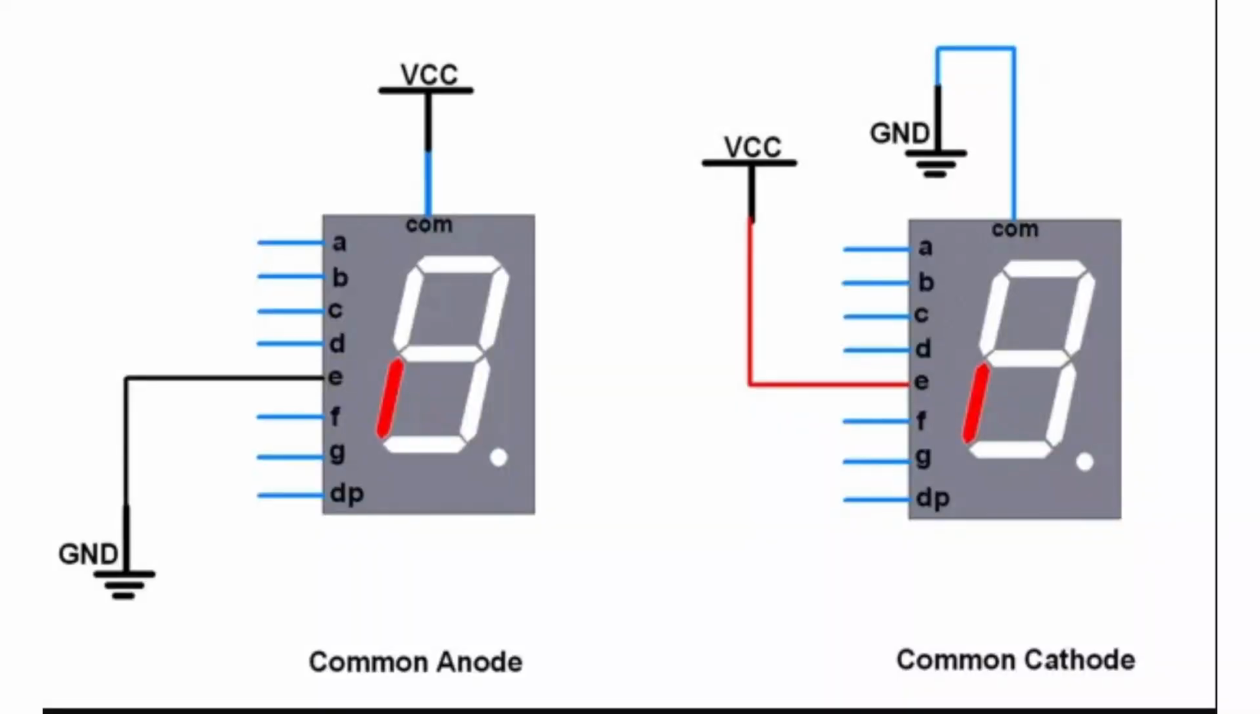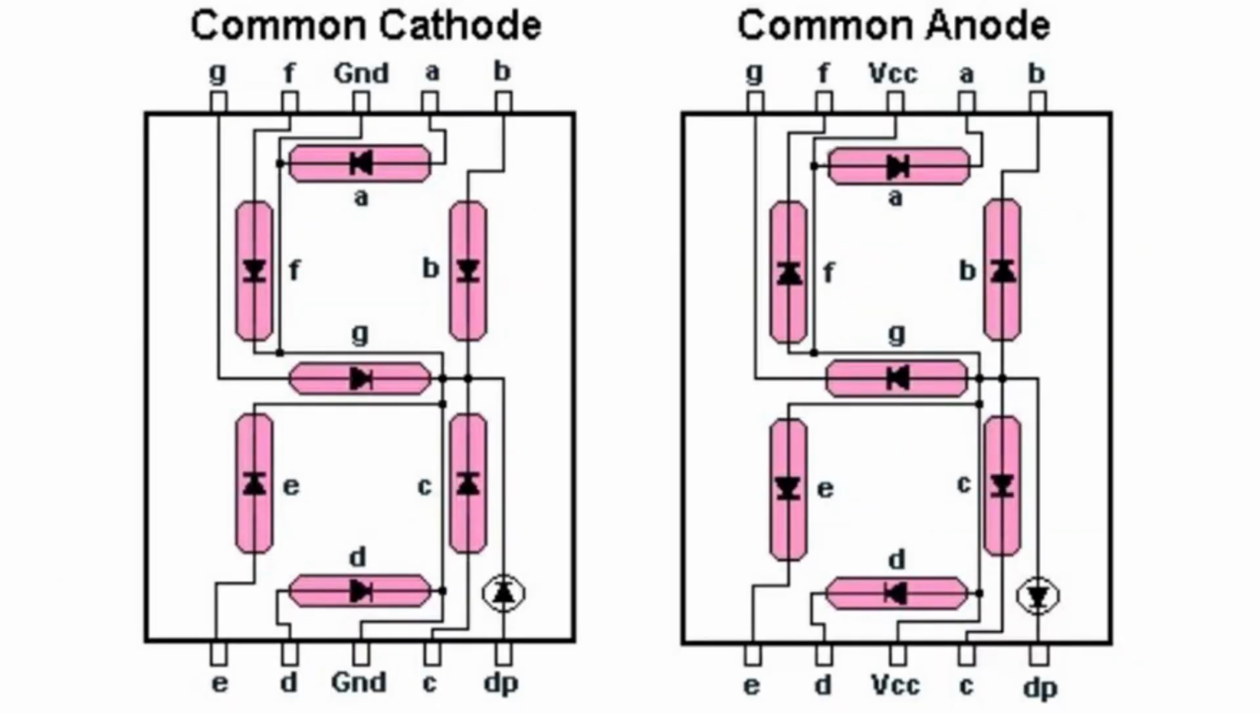Common cathode display, common anode display. In a common cathode display, all the cathodes of the LEDs are connected together to the common pin, ground. In a common anode display, all the anodes of the LEDs are connected together to the common pin, VCC.